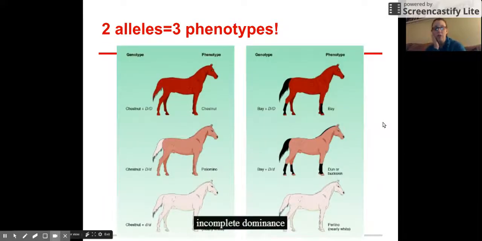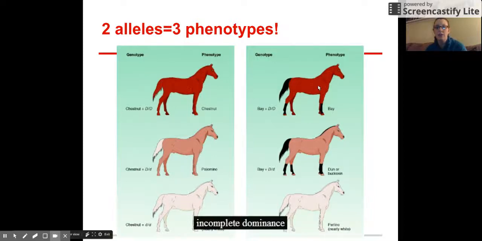All right, horses are another one. There's actually two forms that horse color will display this incomplete dominance in a third phenotype, okay? So you have a chestnut colored horse and then a white horse, and when you mix them together, you get what's called palomino, where they have sort of a medium shade in between the two, but then they end up with kind of a white tail.